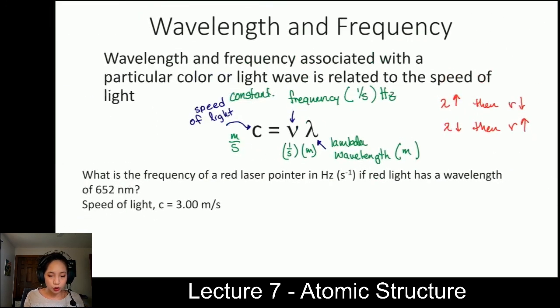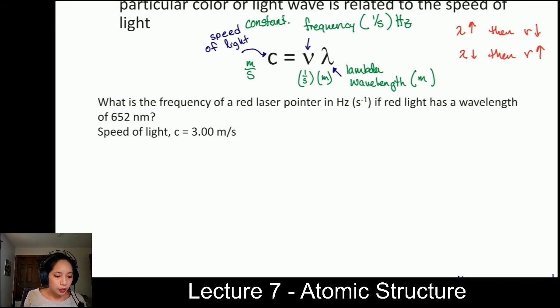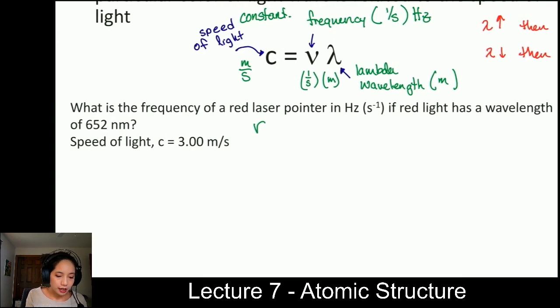Okay, so let's do a little practice problem. What is the frequency of a red laser pointer in hertz or per second if red light has a wavelength of 652 nanometers? So here is an example where we're talking about a wavelength of light that is pretty short, so we talk about it in units of nanometers. This question is asking for frequency, which is nu, and that has the unit of per second or hertz.